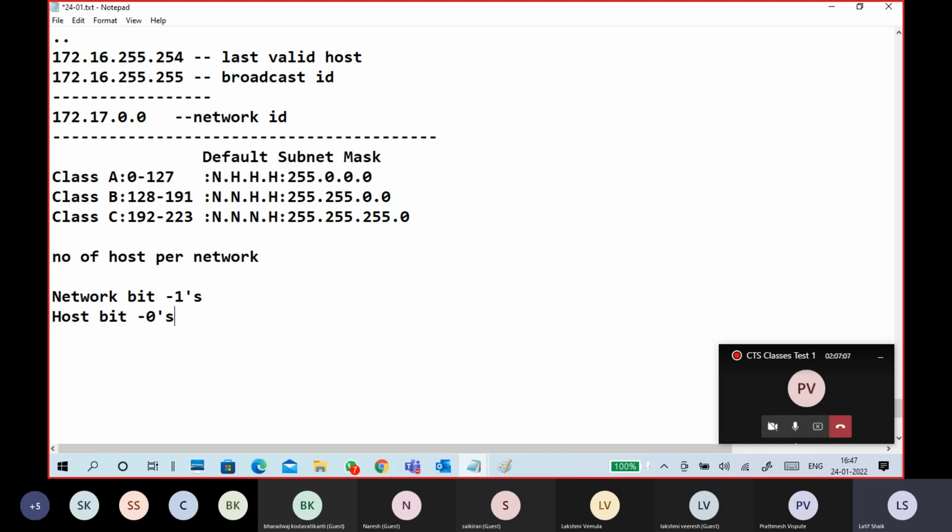I will tell what it is, but before going into this networking-related stuff, let's look at the number of hosts per network. So here it is one network, three hosts. Here from class C, I'm going to calculate the number of hosts per network.